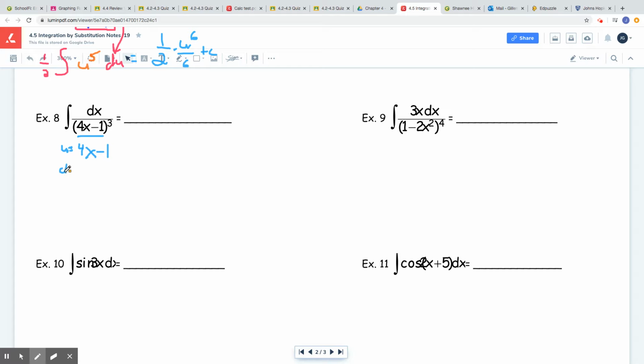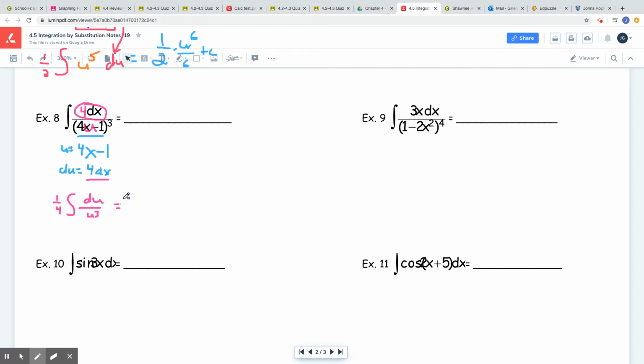Let me take the derivative of that. The derivative of 4x minus 1 is just 4, and then I put a dx after it. Now, I need this to be somewhere in here. This 4 does not count, because that's in the parentheses. This is going to be our u. I have a dx. I'm missing a 4, but I can put a constant in there. So there's my 4 dx, which is really my du. But since I put a 4 there, I need to put a 1/4 on the outside. And what's left on the bottom? u to the third.